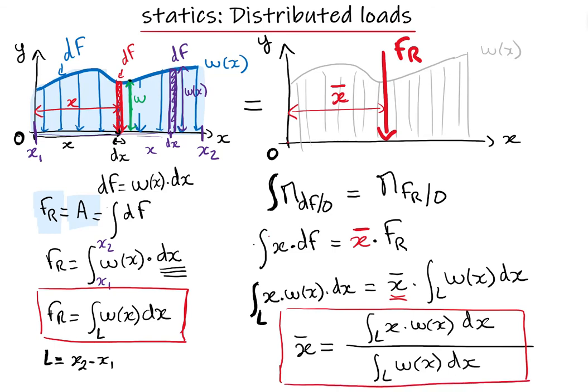So what we found is two things: the formula for FR and the formula for the location of FR. So if we want to replace a distributed load, we will use those two formulas. And they are integrals, so they work for any distributed load, any shape. It could be a crazy load like this, a load like this, a load like this. Any shape. It could be above the x-axis or below the x-axis, as long as you use the right function w(x).